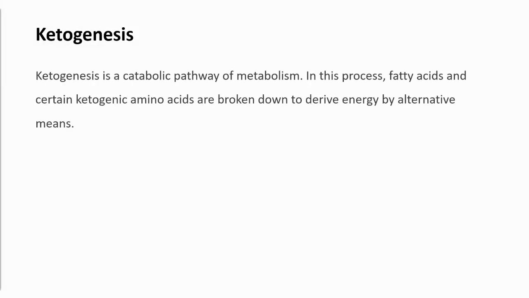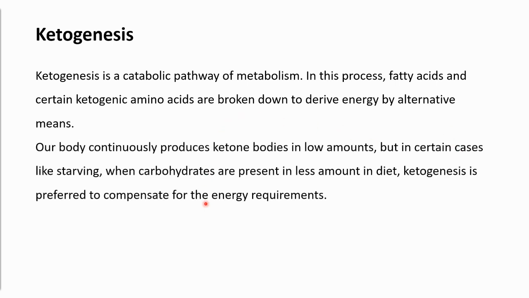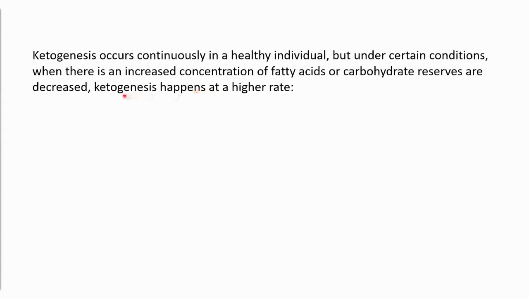Okay? Next is ketogenesis. So ketogenesis is the pathway of metabolism wherein fatty acids and amino acids are broken down to provide the alternative energy source, which is ketones. So our body produces ketone bodies in low amounts, but in certain cases like starving, when carbohydrates are present in less amount in diet, ketogenesis is preferred to compensate for the energy requirements. Okay? So ketogenesis occurs continuously in healthy individuals, but under certain conditions when there is an increased concentration of fatty acids or carbohydrate reserves are decreased, ketogenesis happens at a higher rate.